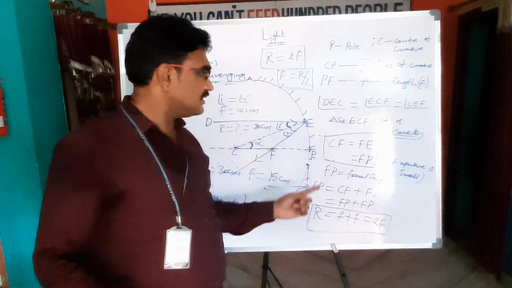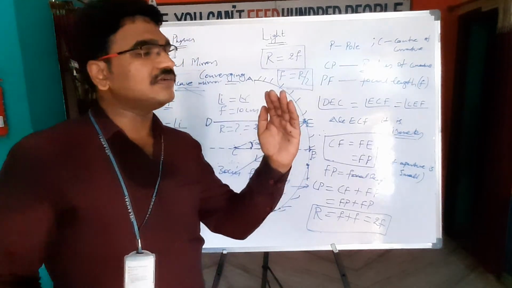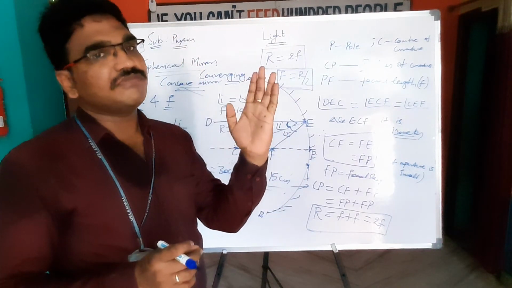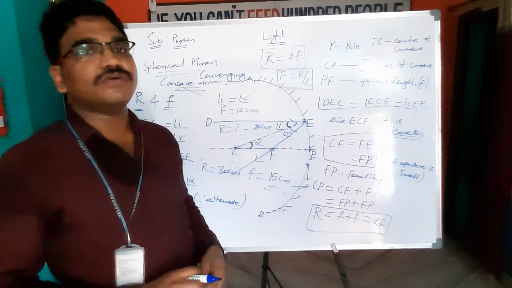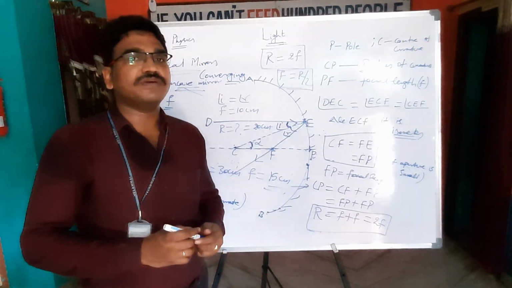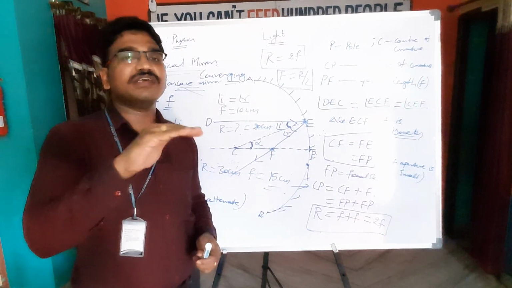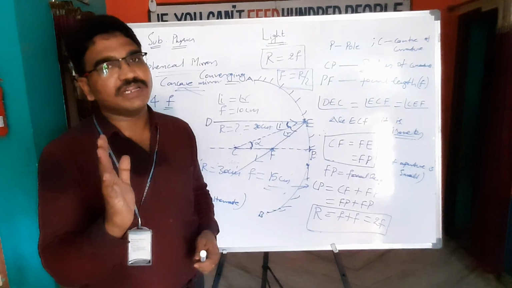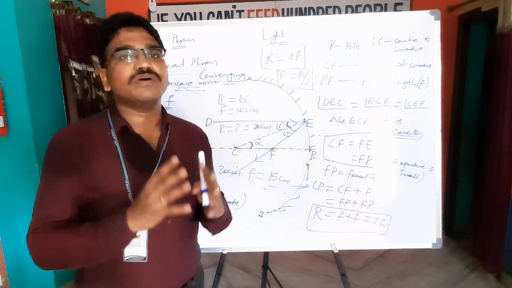So this is how the relation between focal length and radius works. Focal length depends upon the radius of curvature. That is what we discussed here. R is equal to 2F. Very important: whenever you are taking mirrors, how can you increase the focal length, how can you decrease the focal length? It depends upon the radius of curvature of the mirror, how you are designing it.